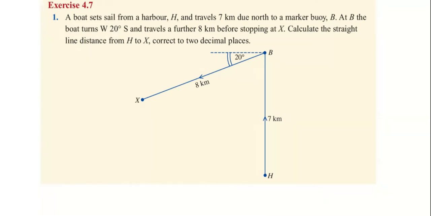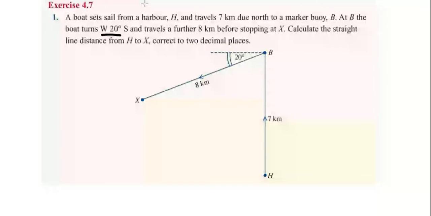Class, we're on exercise 4.7. A boat sets sail from Harbour H and travels 7 kilometres due north to a marker buoy B. At B, the boat turns west 20 degrees south. Travels a further 8 kilometres before stopping at X. Calculate the straight line between H to X.